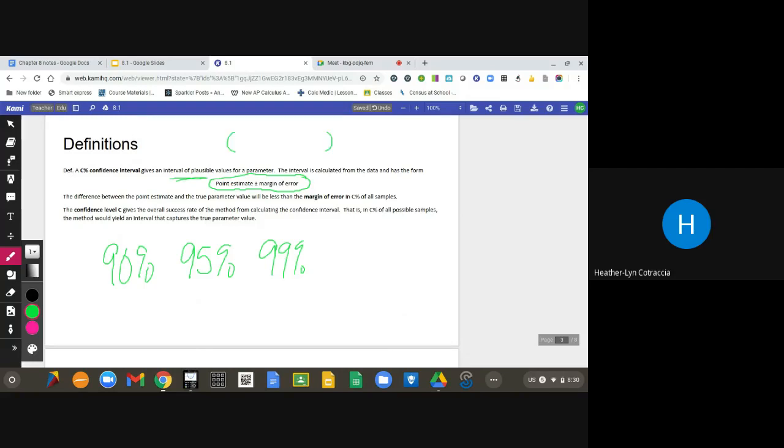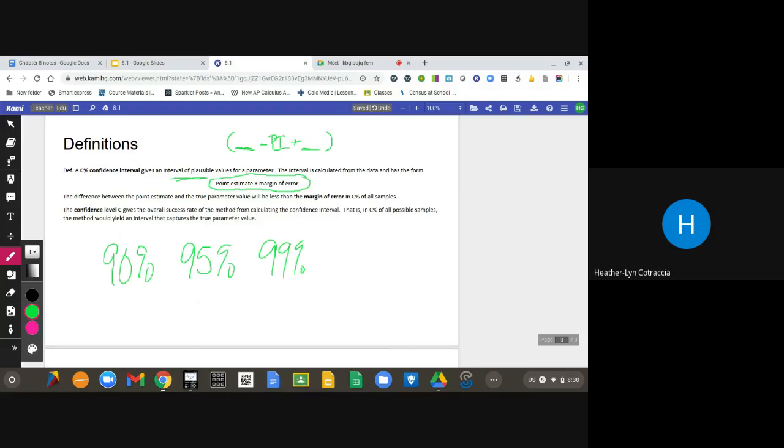So you get this interval of all these values, and your point estimate is right in the center. And then you add a value and you subtract a value from that to get to both the bounds of your interval there. So you take your point estimate and you add and subtract your margin of error, and that will give you the ends of your intervals. The difference between the point estimate and the true parameter, that's your margin of error.